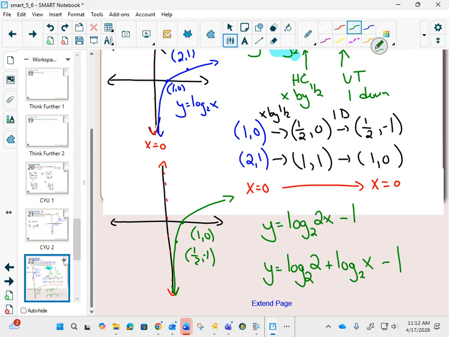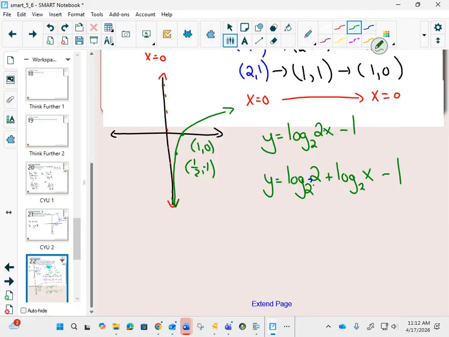What is log 2 of 2? Logs solve for exponents. If I put a little question mark here, what's that exponent? 1. Okay, so this is equal to 1 plus log 2 of x minus 1. Can you see that you can put the like terms together? And 1 minus 1 is nothing, so you're just left with log 2 of x minus 1. If you had done that, you would be like, oh, it's the exact same graph that I started with. I don't have to do any transformations.